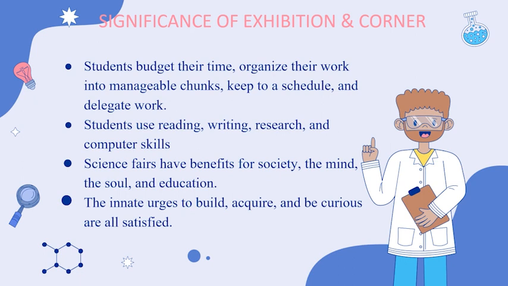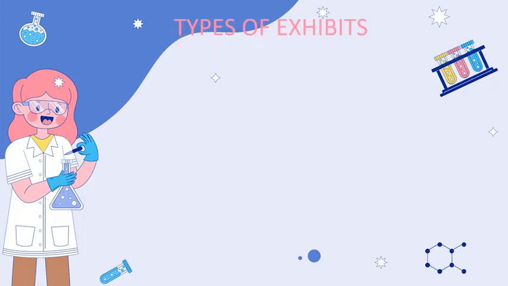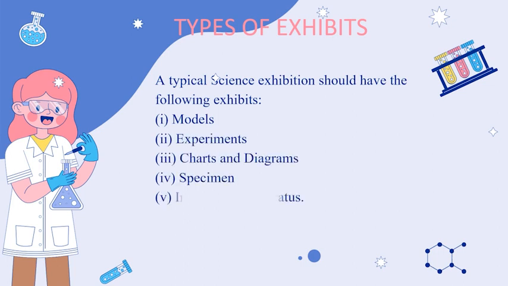The innate urges to build, acquire, and be curious are all satisfied. The students acquire a good taste and interest for scientific research and problem solving. Types of exhibits. A science exhibition may combine a variety of exhibits addressing various facets of science. Displays could include fascinating experiments, diagrams, working models, specimens gathered during outings, the application of scientific ideas to everyday life, etc. The following displays should be included in a typical science exhibition. First is models, second experiments, third charts and diagrams, fourth specimens, and fifth is improvised apparatus.